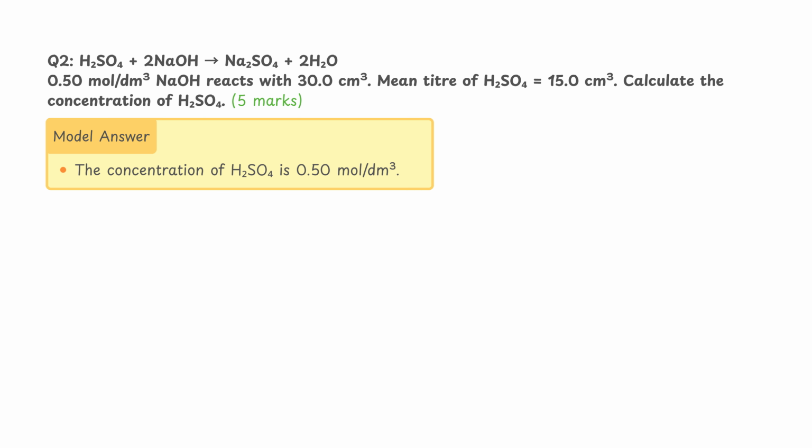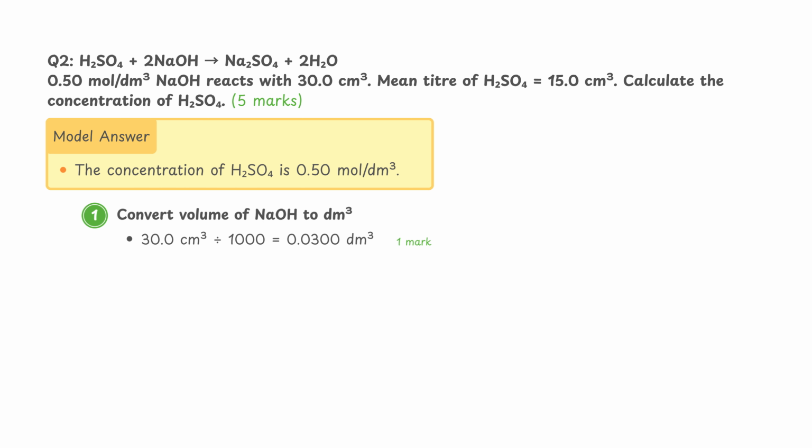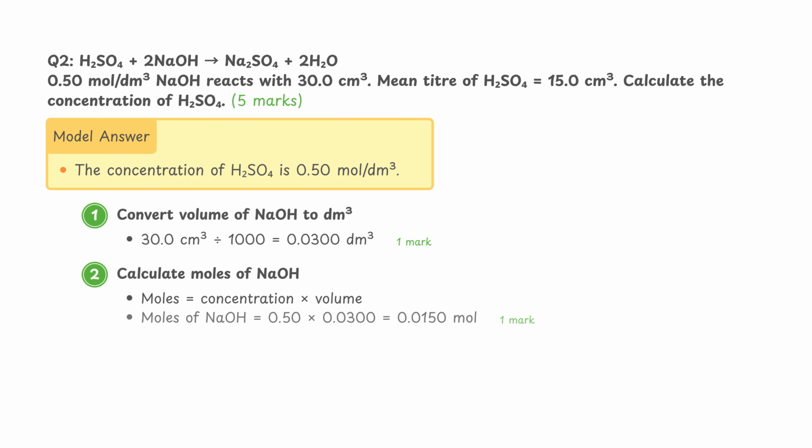Now, here is how you secure each mark in the exam. Step 1. Convert the volume of sodium hydroxide to decimeters cubed. 30.0 centimeters cubed divided by 1,000 equals 0.0300 decimeters cubed. Step 2. Calculate the moles of sodium hydroxide. Moles equals concentration multiplied by volume. Moles of sodium hydroxide equals 0.50 multiplied by 0.030. This equals 0.0150 moles.